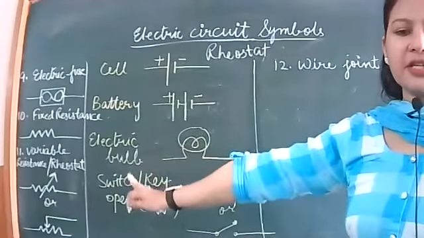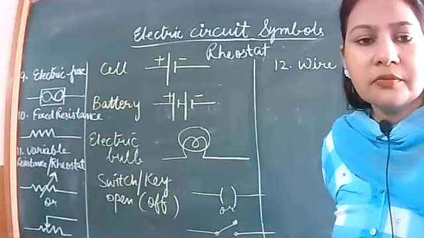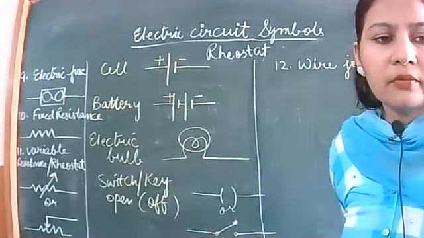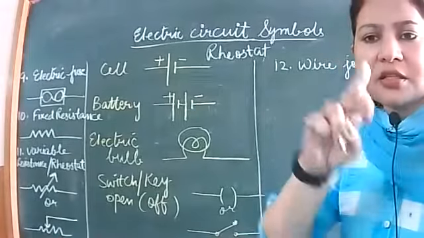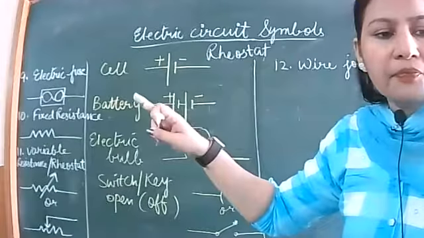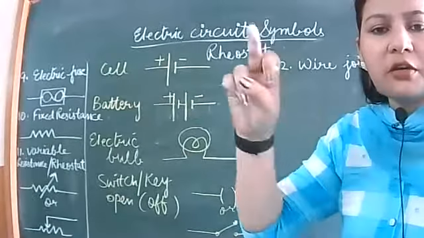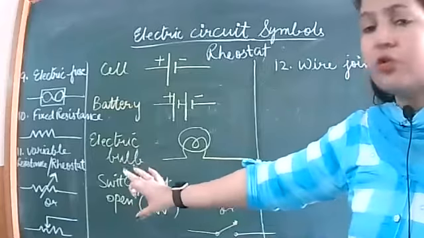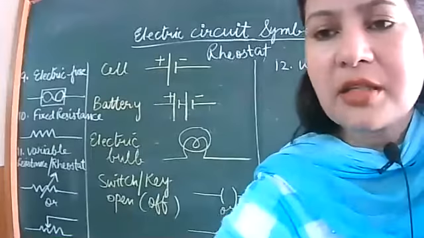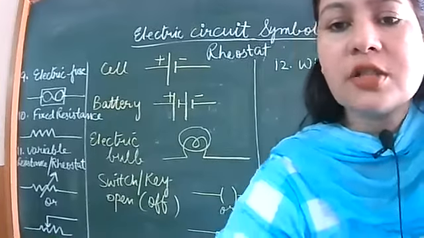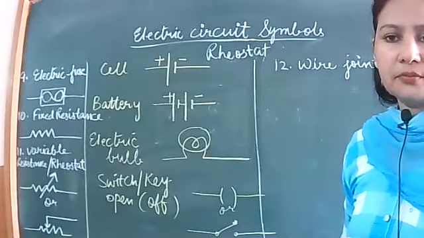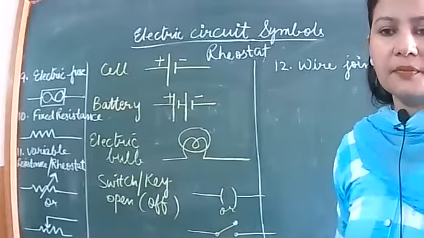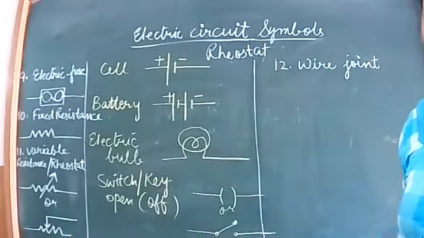So variable and fixed resistance you have drawn. Fixed resistance, just a zigzag we will draw, and for variable resistance we will draw an arrow. We can do that in two ways. Variable resistance is also called rheostat. Have a look up to here. Next is wire joint.